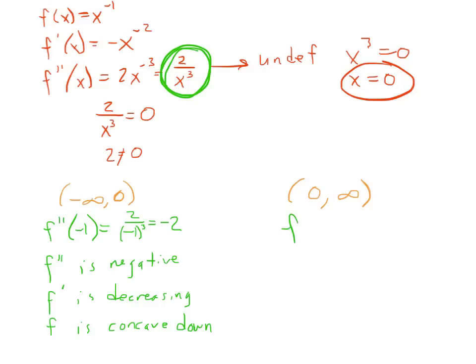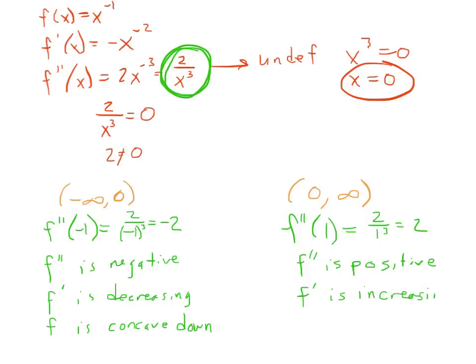Over here, I'm going to plug in 1 to the second derivative. This is going to give me 2 over 1 cubed, which is 2. Here, since my second derivative is positive, I have that the first derivative is increasing, and that means my function is concave up. And so I just answered part of the question.